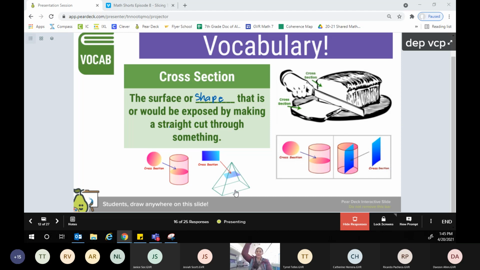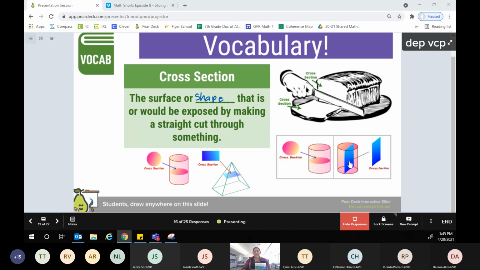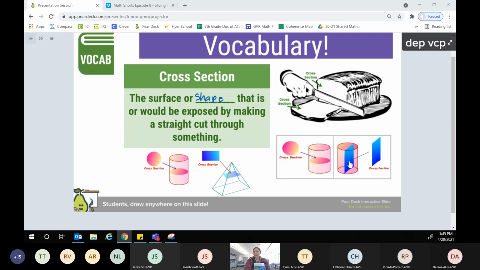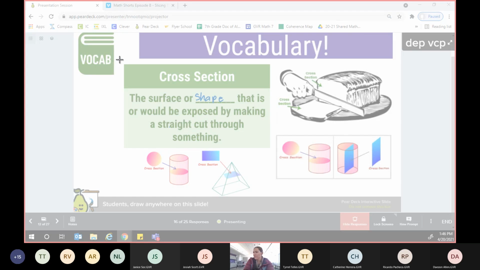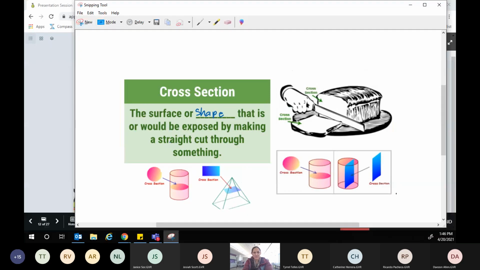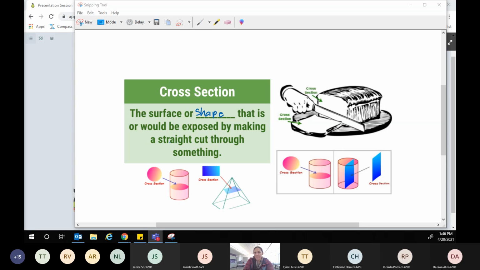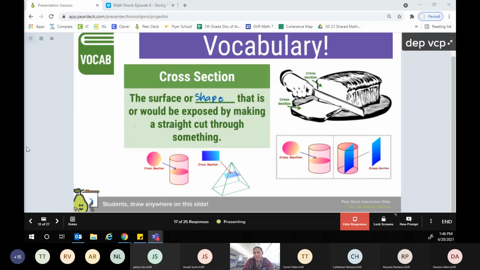But if you cut up and down like this, so if I'm looking at my cylinder over here and I cut up and down, it's not a circle anymore. Now the inside would be a rectangle. So depending on how you cut or how you slice your shape, you might get a different cross section. So that's basically what we're going to be doing today, making different cuts and seeing what type of shape I would have for my cross section.